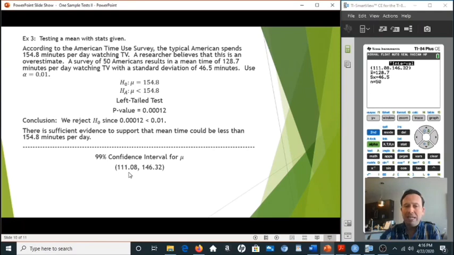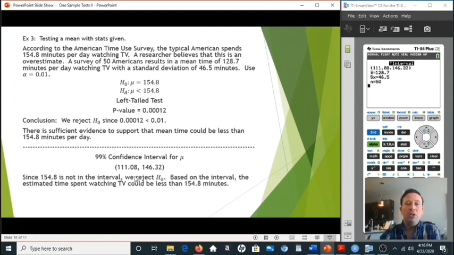So the true mean is somewhere between 111 and 146-ish. Now, what does that mean? Look at the null value. 154.8 is not in this interval. So that means, again, we reject the null hypothesis. And based on the interval, we could say that the time spent watching TV could be less than 154.8 minutes, because all the numbers in this interval are less than the status quo.